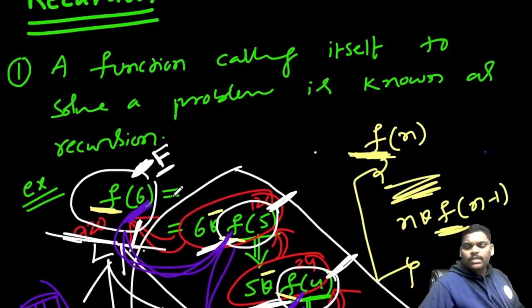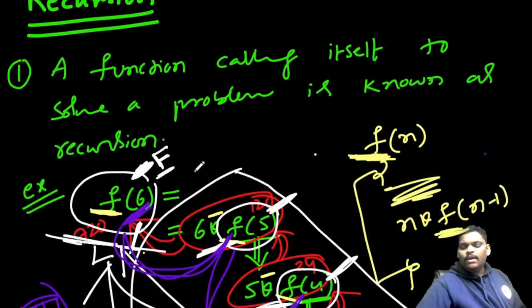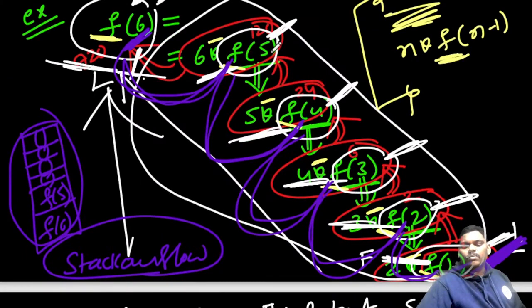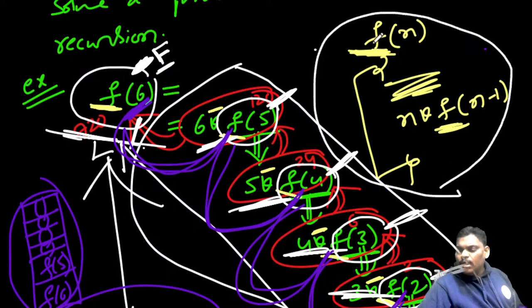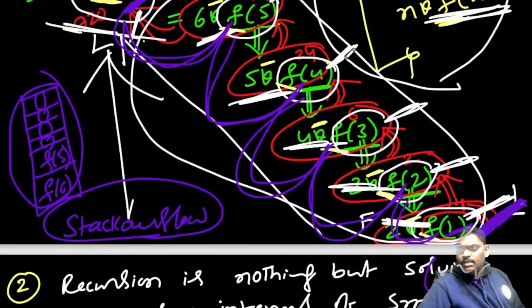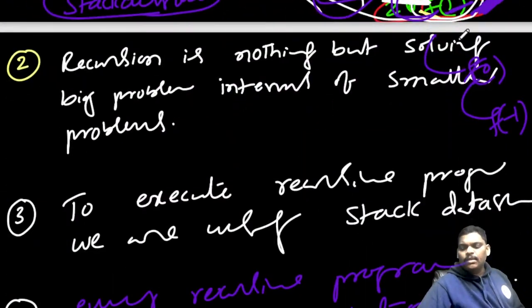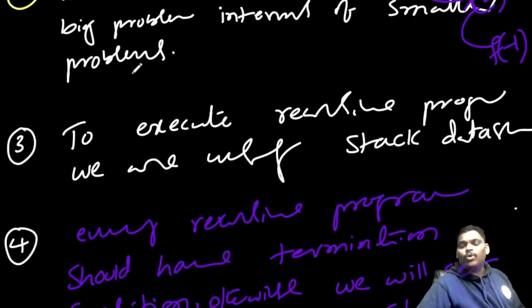See, once today's class started, I asked you what is the definition of recursion. A function calling itself is known as recursion. I gave some examples. First example, factorial of 6, how to write, I explained. F of n is there outside, inside also f of n. F calling f, that is called recursion. By seeing this example, I got to know that recursion is nothing but solving a big problem in terms of a small problem.